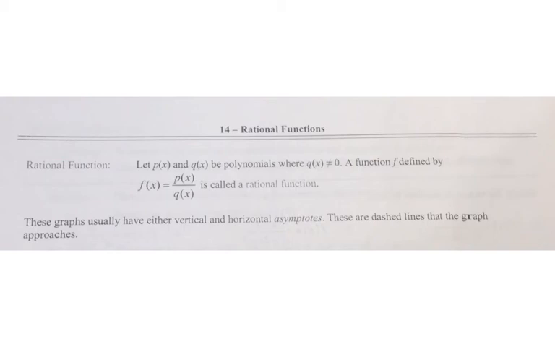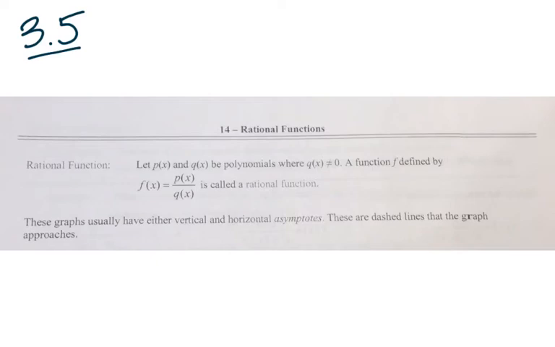Hello! Today we're going to go over section 3.5, which talks about rational functions. We have here the definition of a rational function. Essentially, a rational function is the quotient of two polynomials as long as the denominator does not equal 0. But we can read it right here.